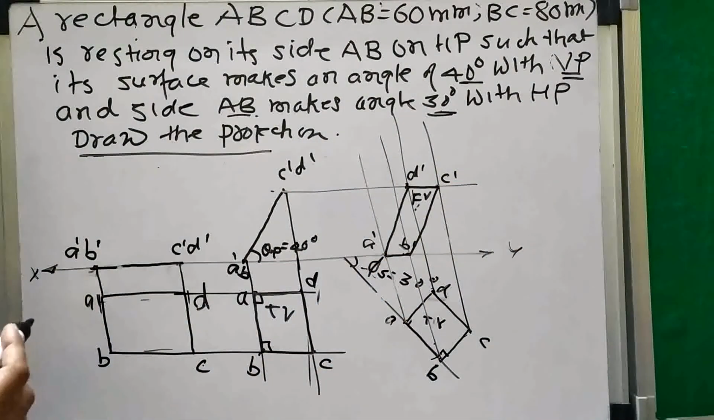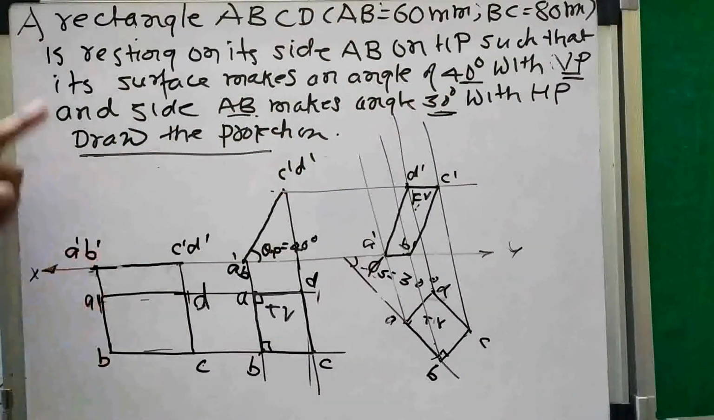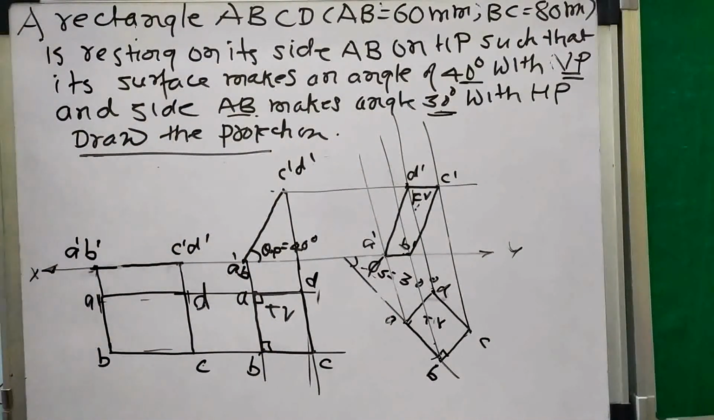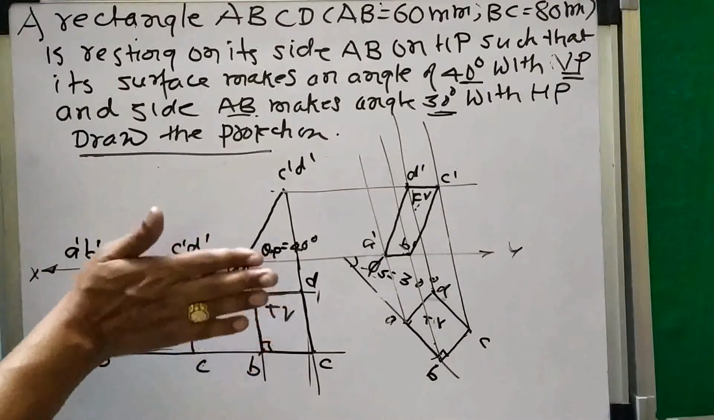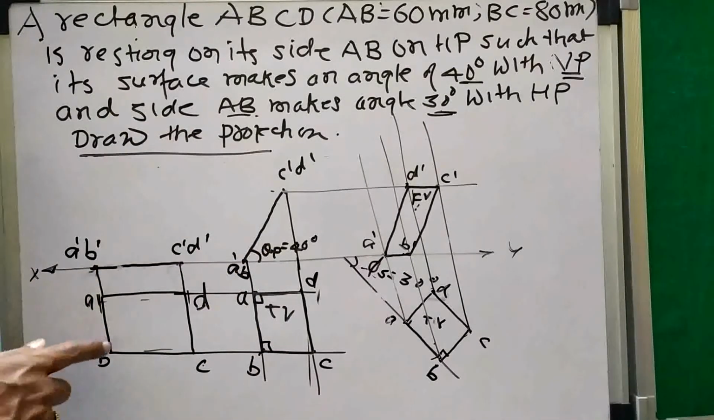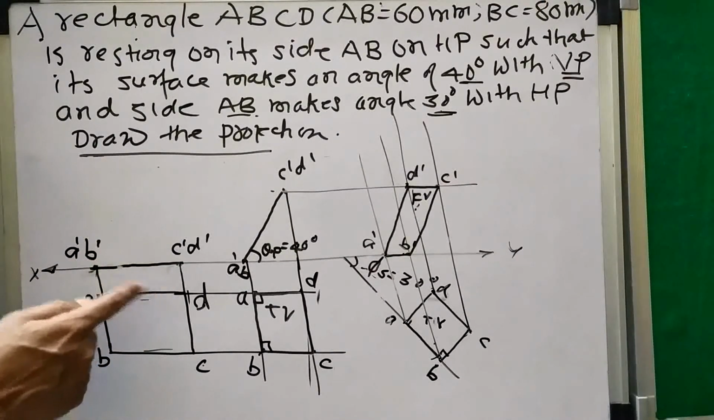So in this case, the surface makes an angle of 40 degrees with VP and the side makes an angle of 30 degrees with HP. In the same problem I have reversed the inclinations, and now the procedure which we have taken below XY will come above XY, because the surface is inclined with VP.